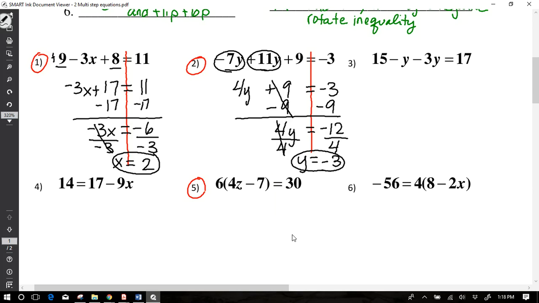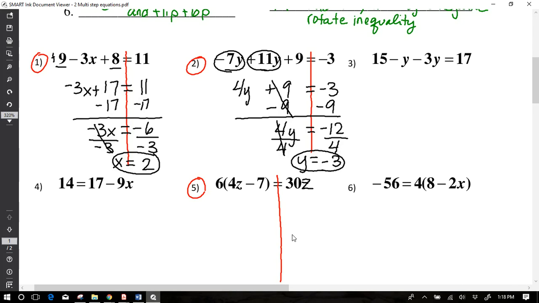Okay, so let's start looking at number 5. The first thing that I want you to do in number 5 is I forgot to type the Z here with the 30. So I want you to put that Z there, okay? And now I'm going to redraw my equal line. Okay, so let's go ahead and start solving number 5.